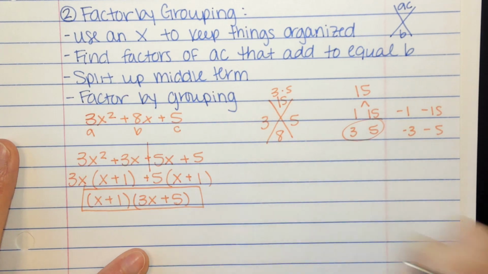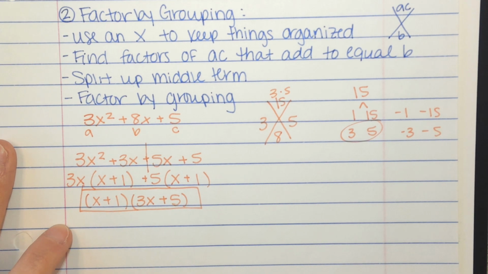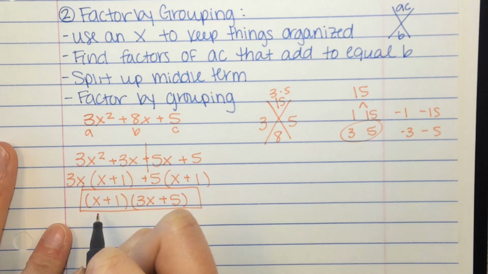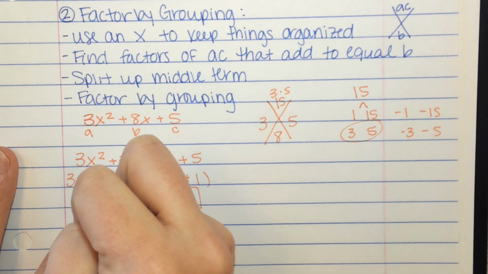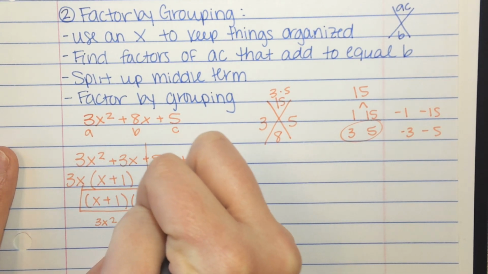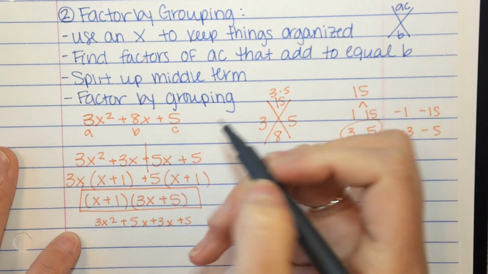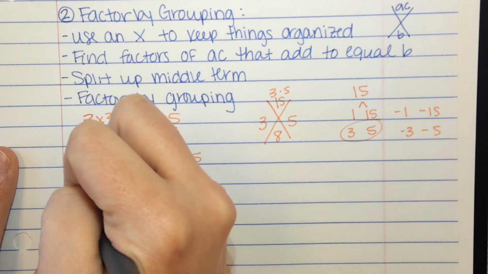And that's my final answer. And that should be familiar because that's what we got using guess and check as well. You can check your answers. X times 3x is 3x squared. X times 5 is 5x. 1 times 3x is 3x. And 1 times 5 is 5. And if you combine your middle terms, that is what we started with.